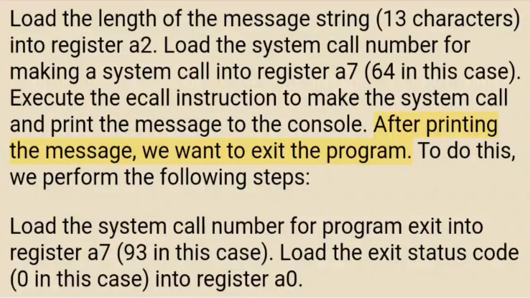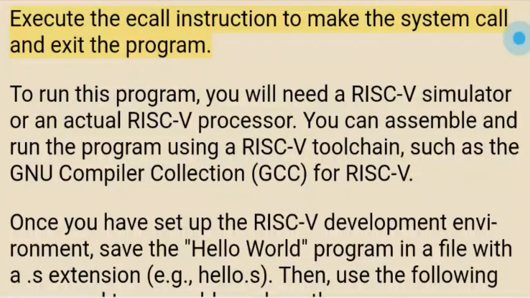After printing the message, we want to exit the program. To do this, we perform the following steps. Load the system call number for program exit into register a7, 93 in this case. Load the exit status code, 0 in this case, into register a0. Execute the ecall instruction to make the system call and exit the program.